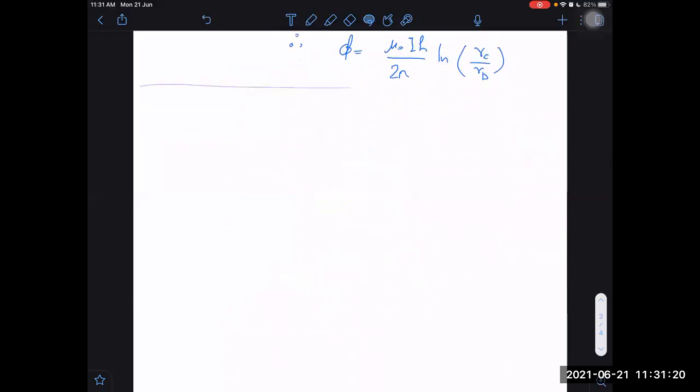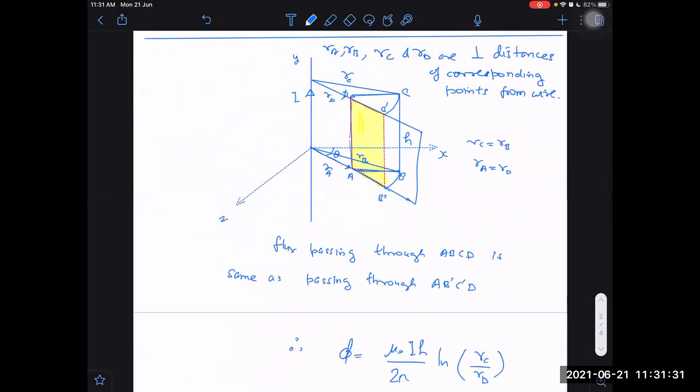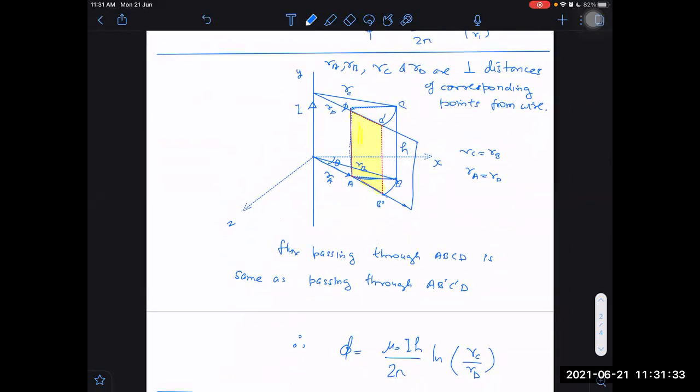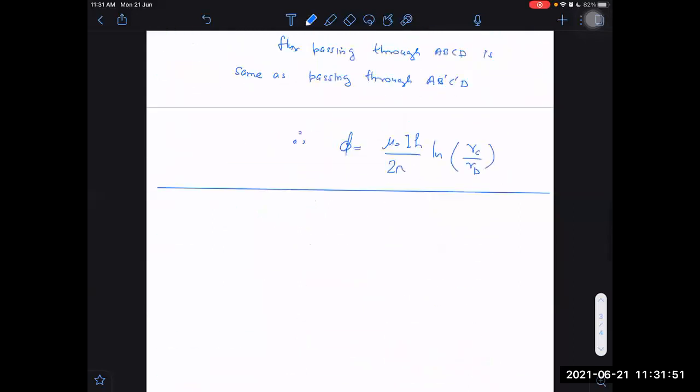Similarly, if I ask you this, once you answer. The question was: find phi through ABCD. This was the question, from minus infinity to plus infinity.